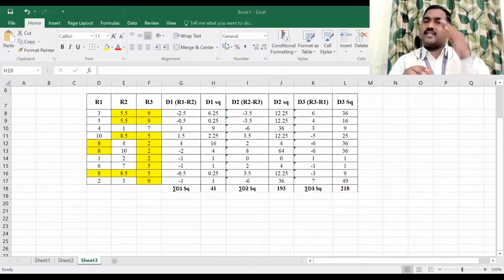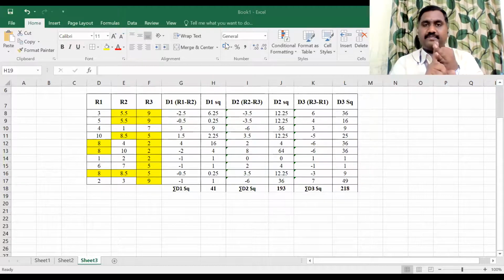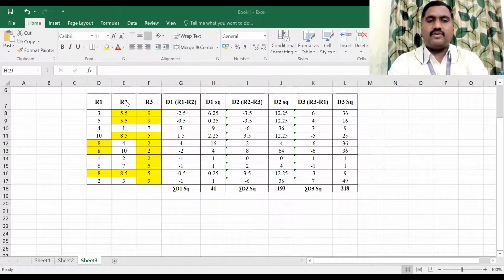Because the first part is over, guys. The first rank correlation coefficient R value, we got it for judge A and judge B. That is 0.734 we got. Now we need to find out the correlation coefficient for the second judge and judge 3. Previously we calculated for judge 1 and judge 2, A and B. Now we need to calculate for judge B and judge C. When you are calculating the rank correlation coefficient for the second judge and the third judge, rank B and C, you need to see this R2 and R3 only.